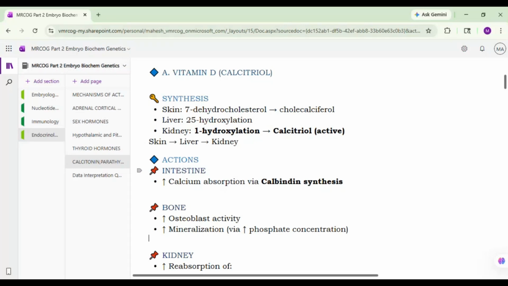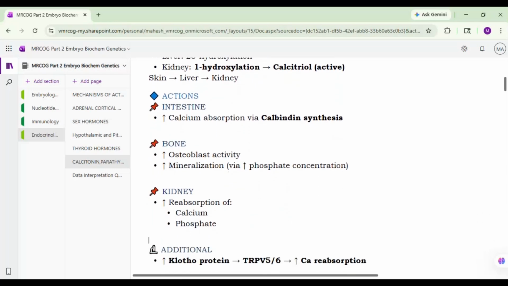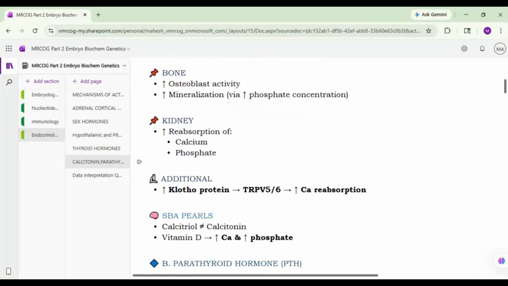What is the action? The action of vitamin D in the intestine is to increase calcium absorption via calbindin synthesis. In the bone it increases osteoblast activity, and it increases mineralization via increased phosphate concentration. In the kidney, it increases the reabsorption of calcium and phosphate.